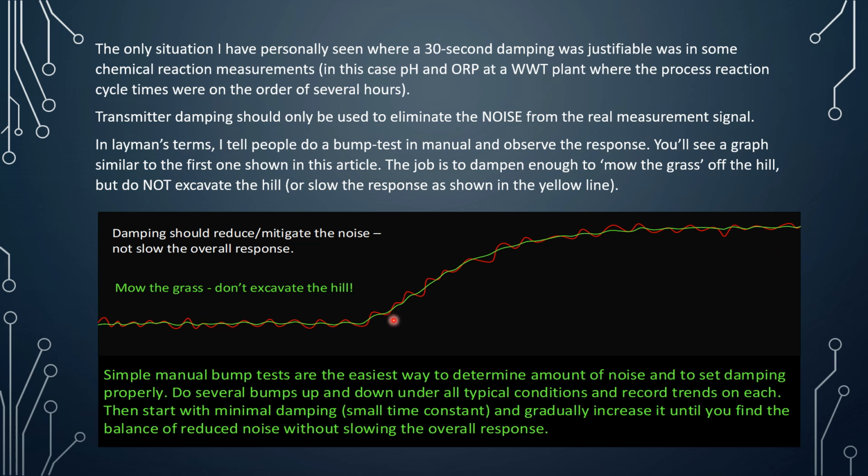So you're finding that balance, and the way that I always phrase it is you're mowing the grass, you're not excavating the hill. So you do these bumps up and down, and you observe that, and you play with that damping until you get it where you get rid of the noise, but you don't slow the process down.